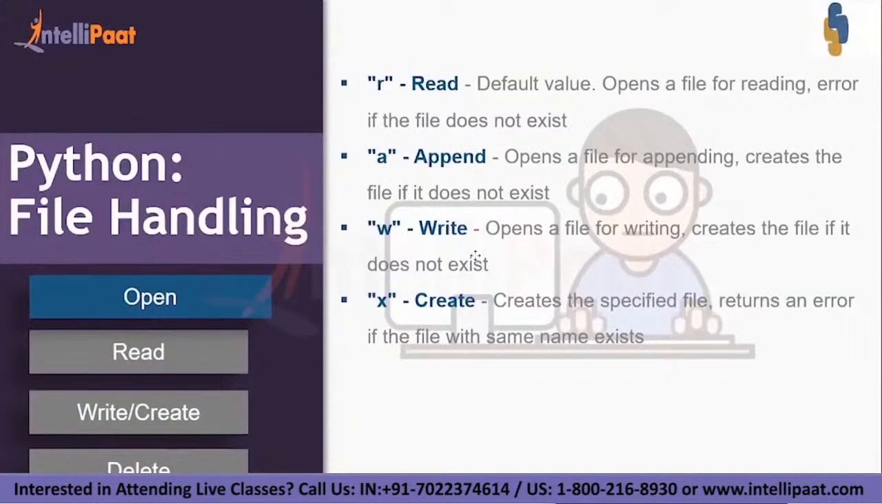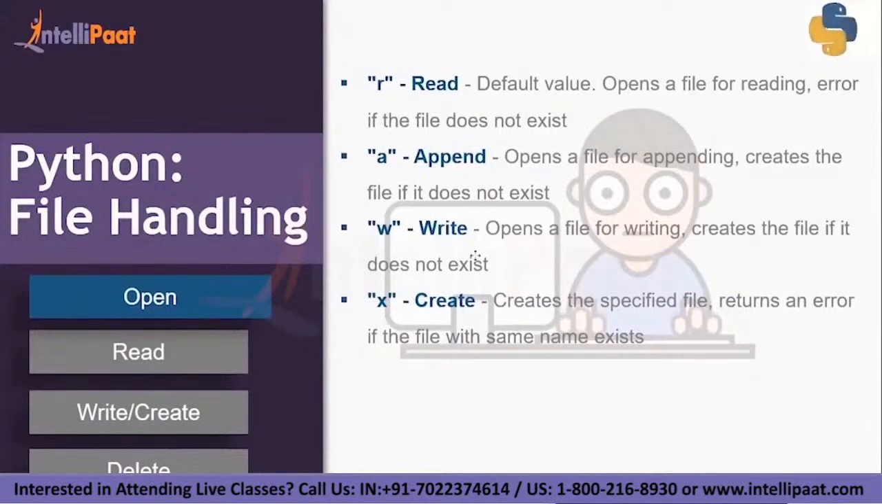The next mode is W, which is write. It opens a file for writing and creates the file if it does not exist. I'll tell you about the difference between appending and writing later in this section. The next and final one is create, that is X. It creates the specified file and returns an error if a file with the same name already exists.